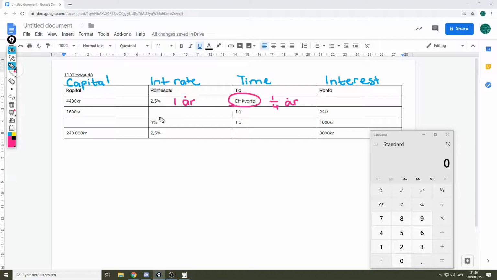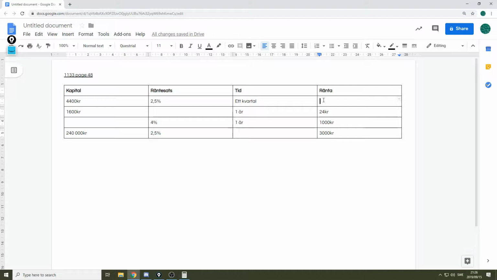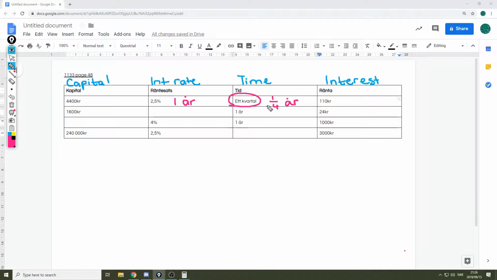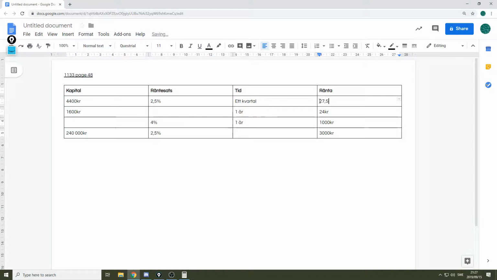So 2.5%, or if I'm here on my calculator, 0,025 multiplied by my capital, 4,400, is going to give me 110. So you're probably like, oh my word, yes, 110. Let's go. But nay, stop, wait a second. It says here, ett kvartal. It says that it is a quarter of the time. It takes you a quarter of a year to pay this back. So you're going to need to take 110 and divide it by 4, and that'll be 27,5 Swedish crowns.